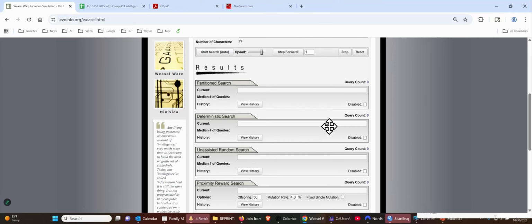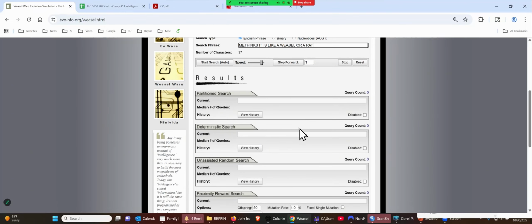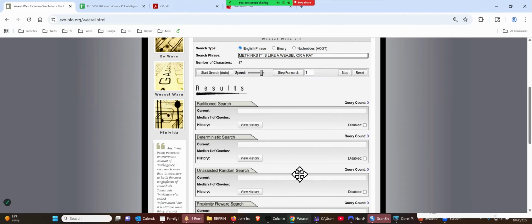There's a deterministic search, and what the deterministic search does is actually incredibly simple. You simply go through the alphabet: where are the A's, where are the B's, where are the C's. What you find out is you always take a maximum of 27 queries to do that, because you have to go through the 26 letters in the alphabet plus the space. And then there's unassisted random search, which is the blind search. Let's just do these.